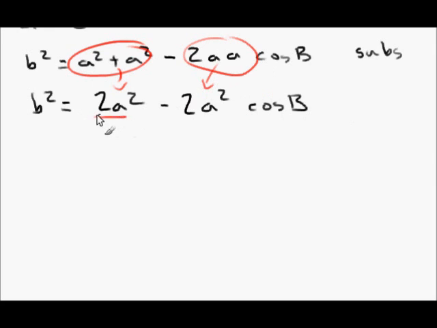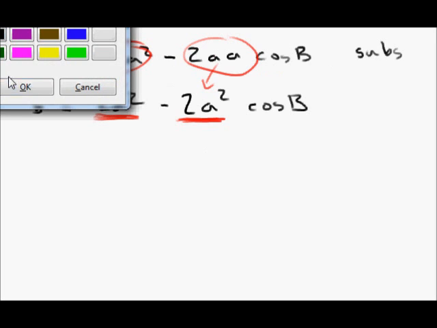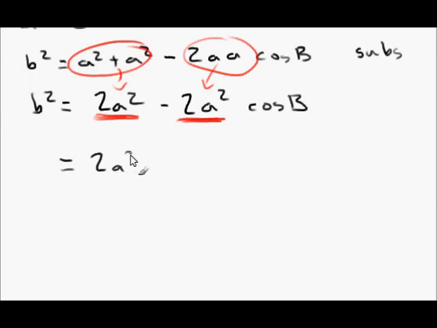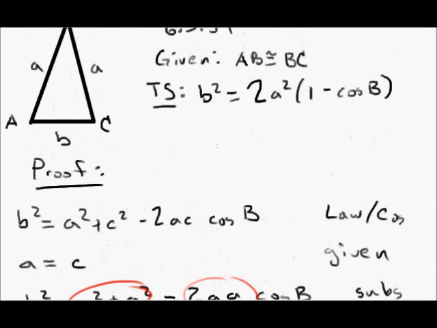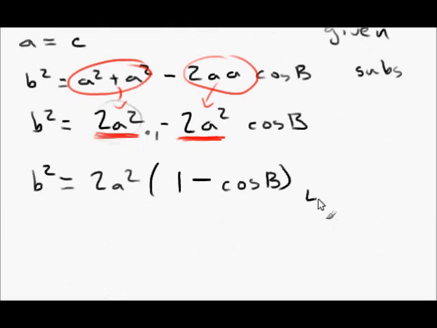Now take a look. Each term has a factor of 2a squared in it. We can just go ahead and factor that out, pull that factor out. This first term is 2a squared times 1. This second term is 2a squared times a negative, can't forget that negative, cosine of b. Wait a minute, this looks awfully familiar. Oh, it's because it's what we were trying to show. Look at that, we're done. And that's section 6.5. That's triangle trig.